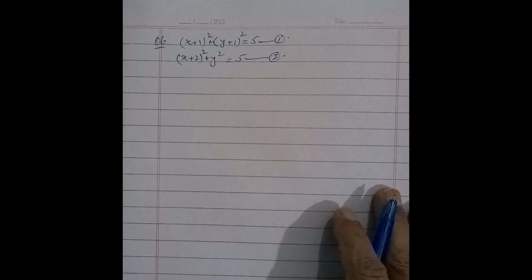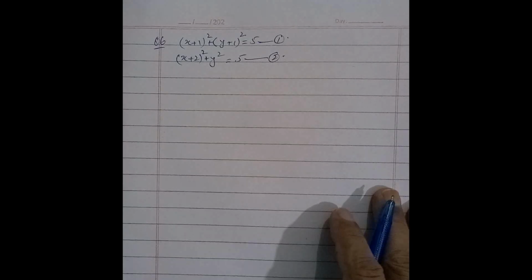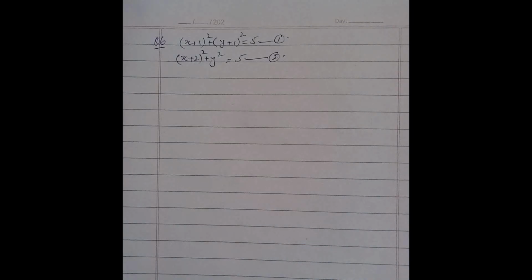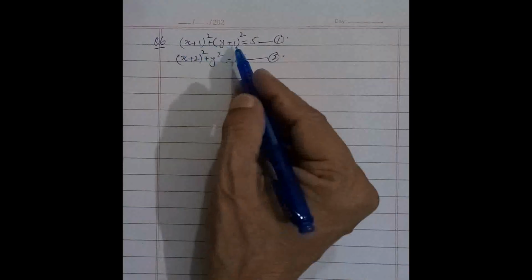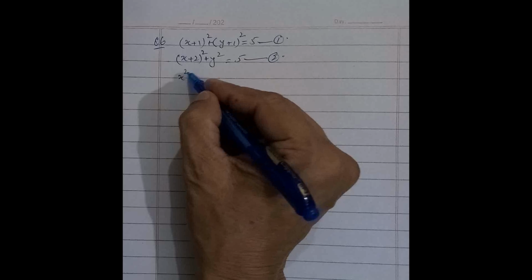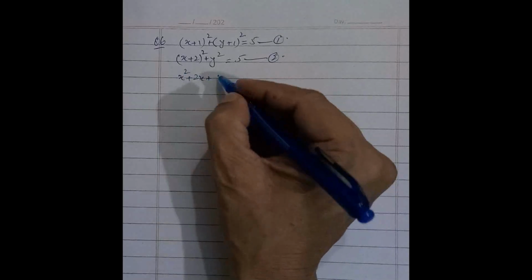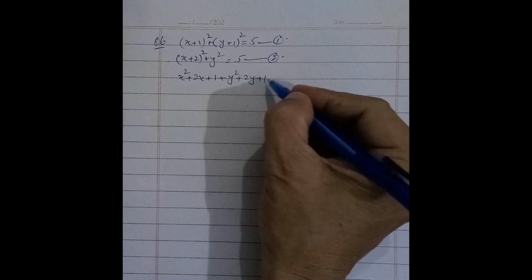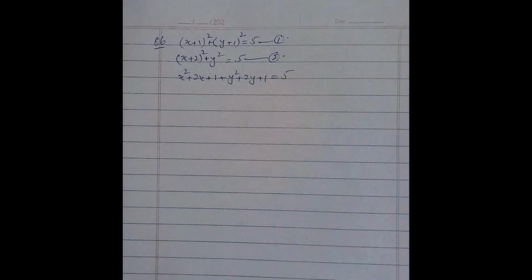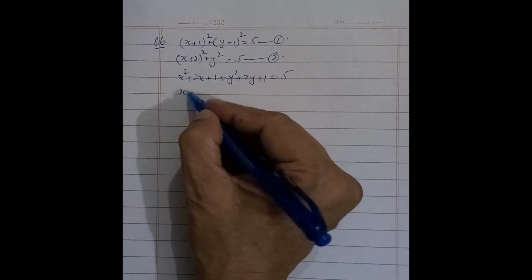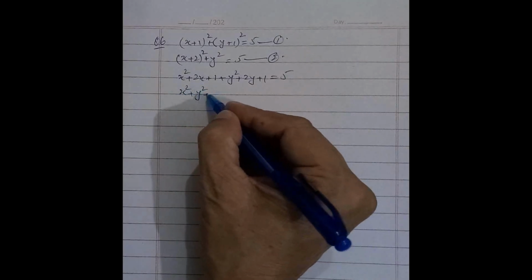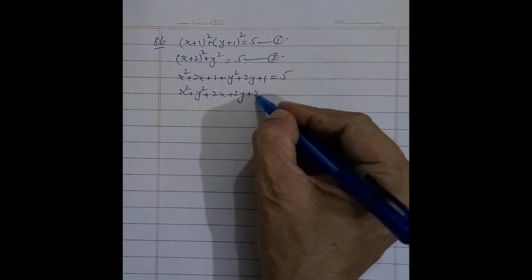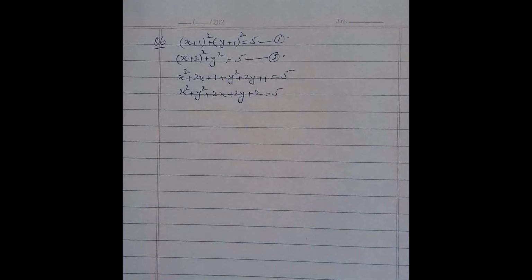These are the two questions of question 6. Now we solve question 1 and question 2. From question 1 we solve it. x square plus 2x plus 1 plus y square plus 2y plus 1 is equal to 5. Simplify it, we get x square plus y square plus 2x plus 2y plus 2 is equal to 5.